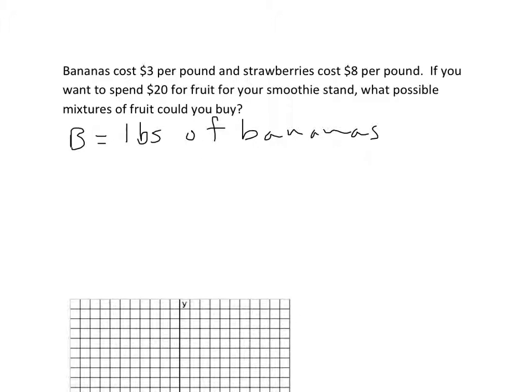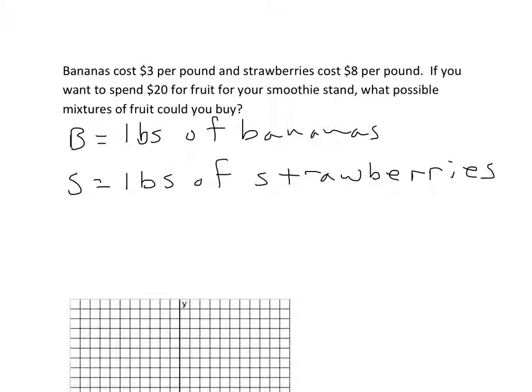And then S, I'm going to have be pounds of strawberries. So the money I spend on bananas is going to be $3 per pound times the number of pounds I get. And the money I spend on strawberries is going to be $8 a pound times the number of pounds of those. So if I add the money on bananas and the money on strawberries, I need it to be less than or equal to $20 because that's all I've got.